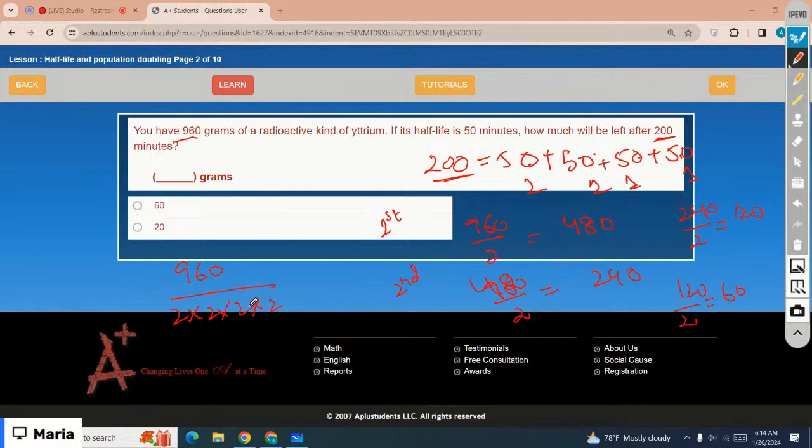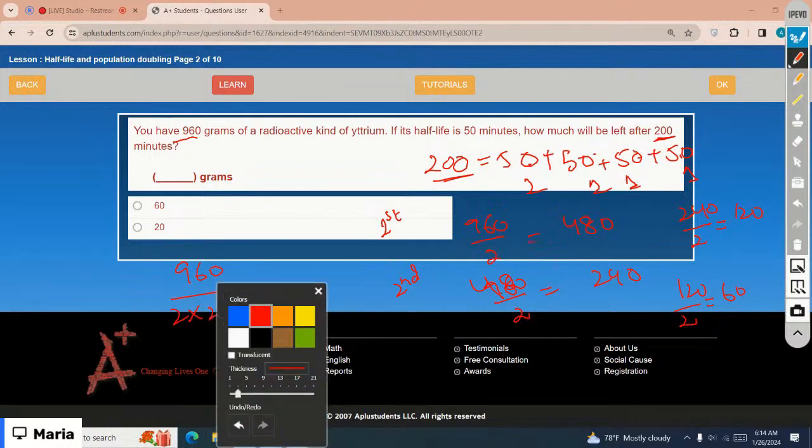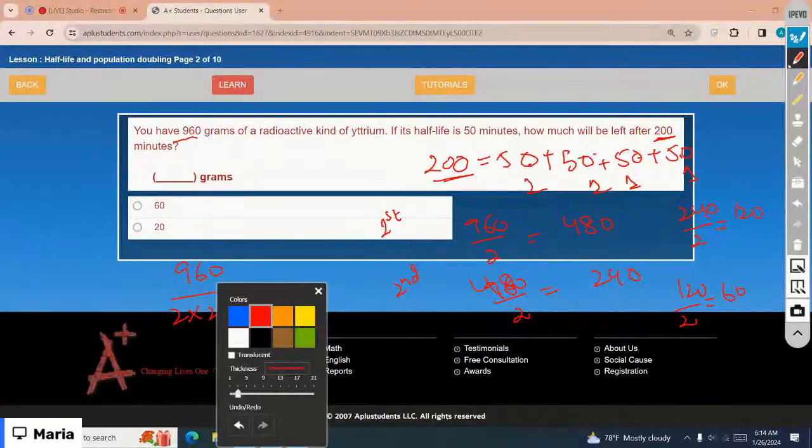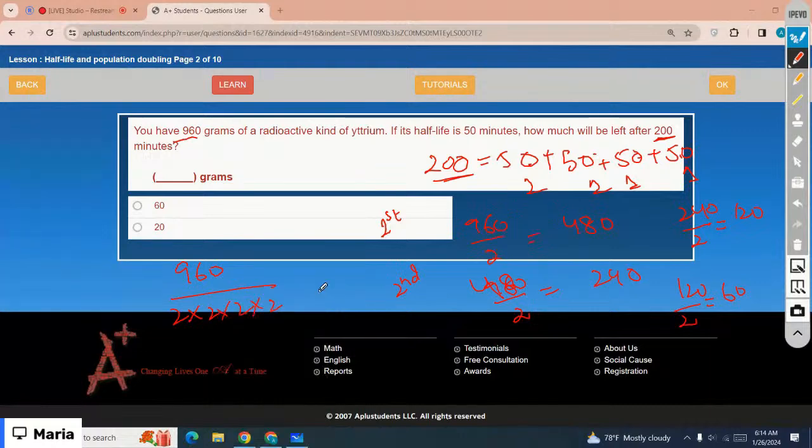Got it? 2 times 2 is 4, 4 times 2 is 8, and 8 times 2 is 16. If you divide 960 by 16, yes, the answer is exactly the same. That is 60 grams. That means after 200 minutes, the yttrium left is just 60 grams. The correct option is 60.